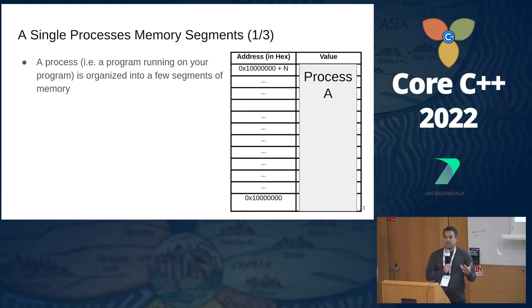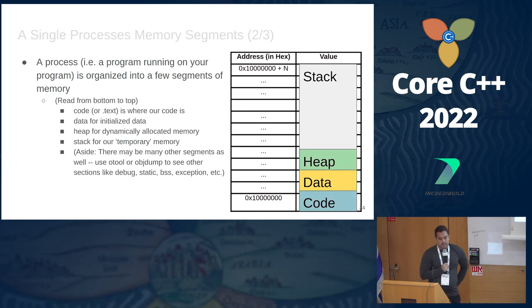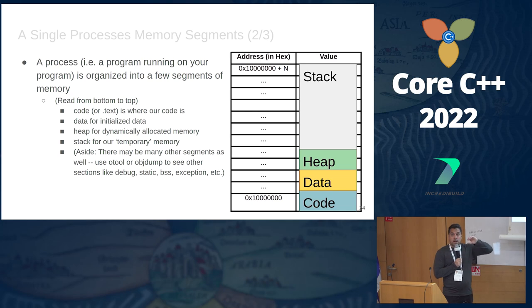This is where things start to get a little bit important when we start thinking about pointers. The idea here is that a single process is broken up into different segments. Have folks seen a diagram like this at any point? Maybe if you've taken a computer architecture class or OS class, you've seen these types of things.